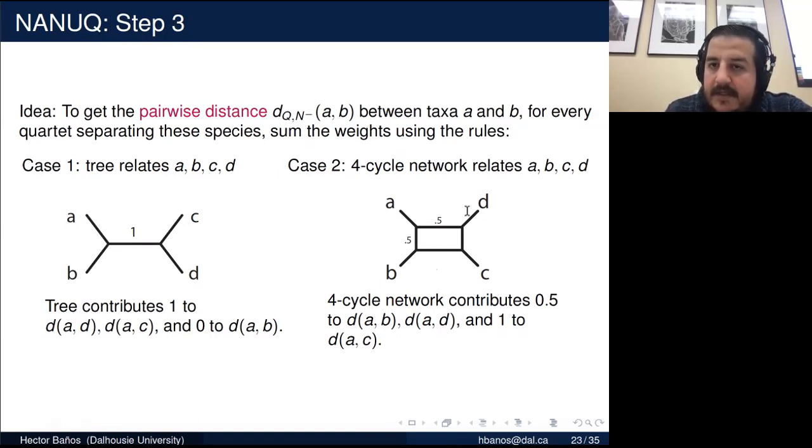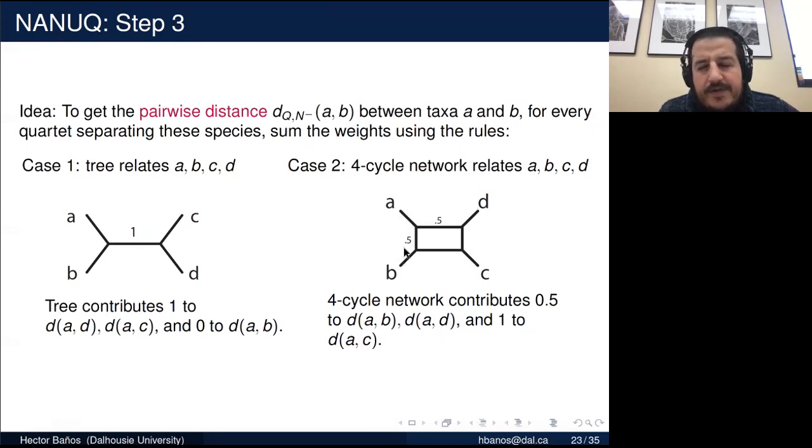In the case where you have a network, a 4-cycle, here A is adjacent to D. I know adjacent may not be the right lingo, but in terms of the cycle, the nodes are contiguous. So this contributes just 1/2 to the distance between A and D, and it contributes 1 to the distance between A and C. And the 1/2 is a little bit arbitrary.